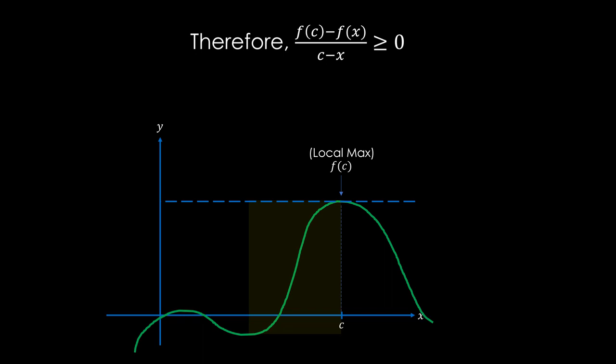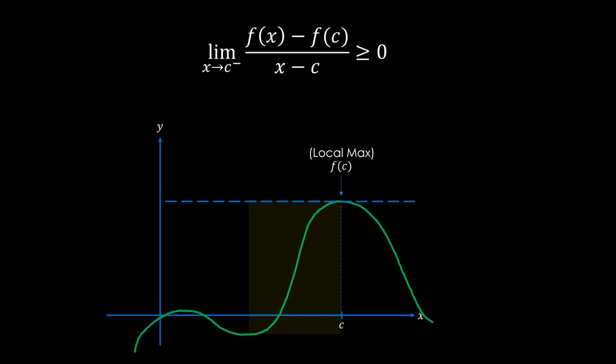Therefore, we can say that f of c minus f of x over c minus x is greater than or equal to 0. If we have a look at the two inequalities, with both of them either being negative or equal to 0, it intuitively makes sense that we can write an equation like this.